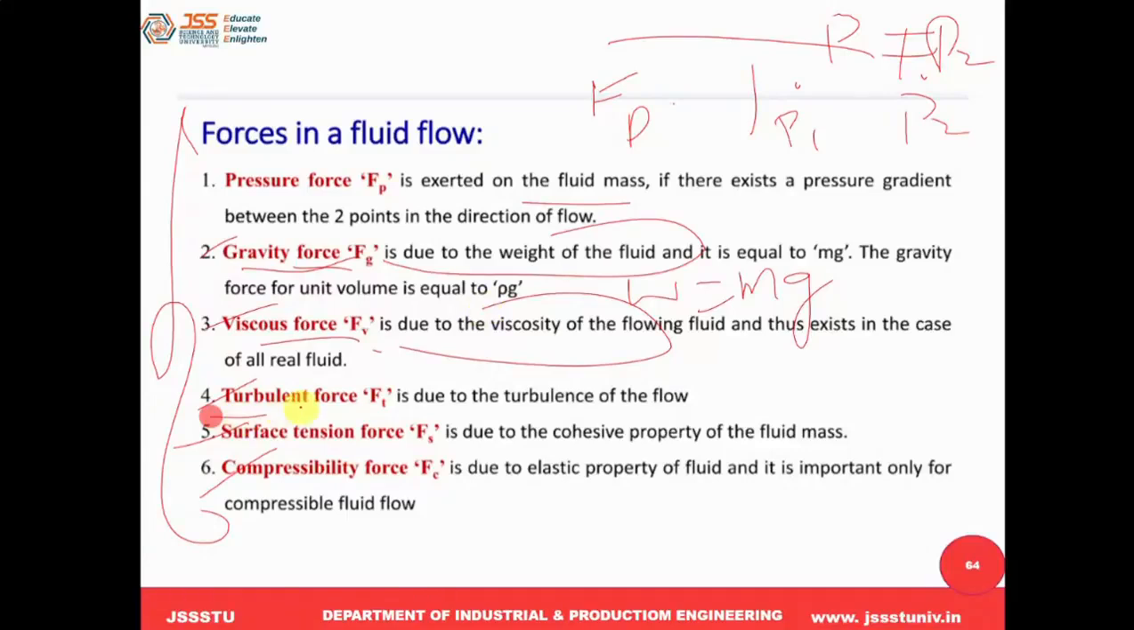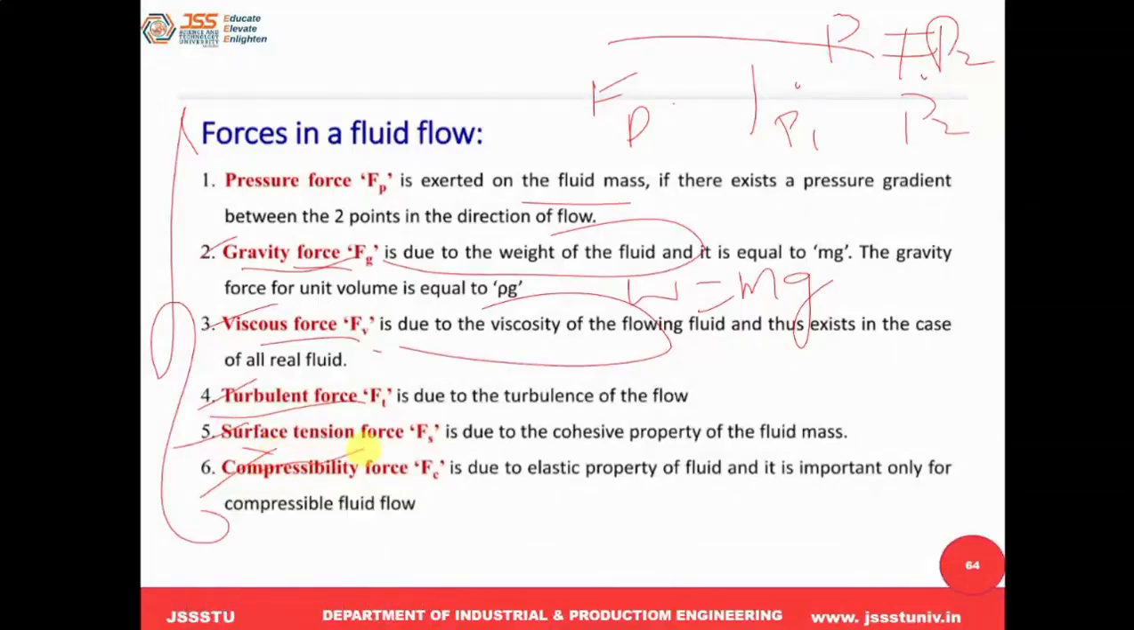Then next is the turbulent force. Turbulent force is due to the turbulent flow. When there is a high Reynolds number, the flow turns into a turbulent flow, and then definitely turbulence will take place. Examples are when you suddenly open a valve or suddenly open the gate of a dam, or waterfalls and waves, all these things.